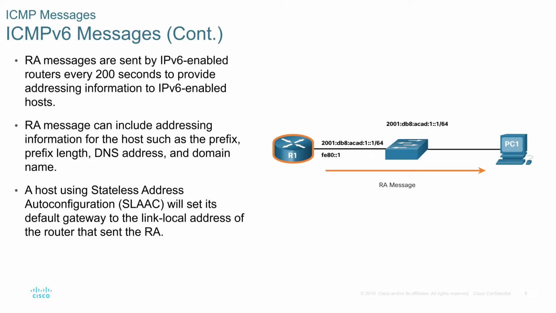2001:DB8:ACAD:1. The PC using SLAAC will use its MAC address as well as inserting FFFE and the flipping of the 7th bit to create its own unique IPv6 address. It will also automatically create its own link local address, but it will use the link local address FE80::1 that is advertised by R1 in the RA message as its default gateway.